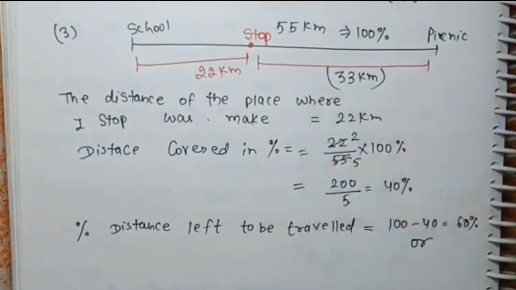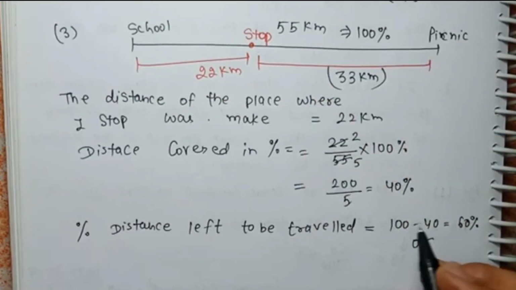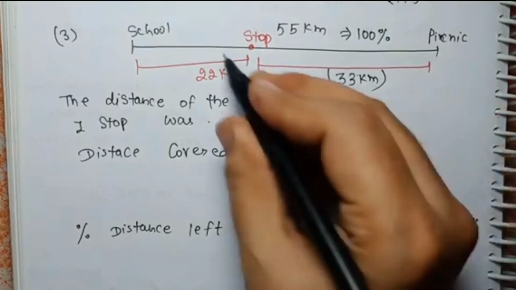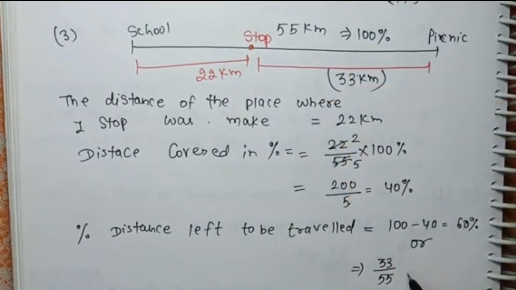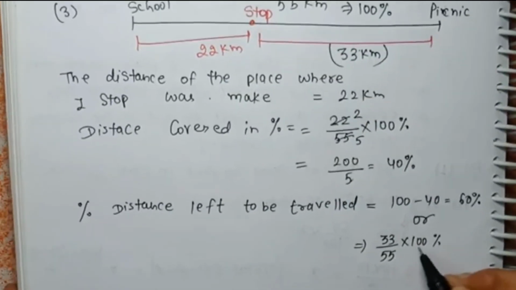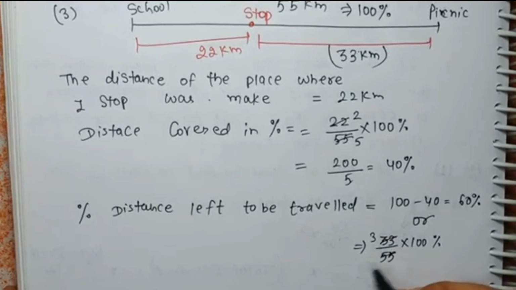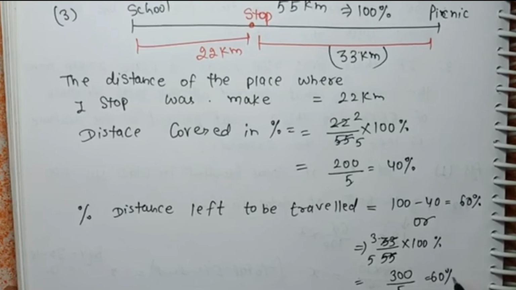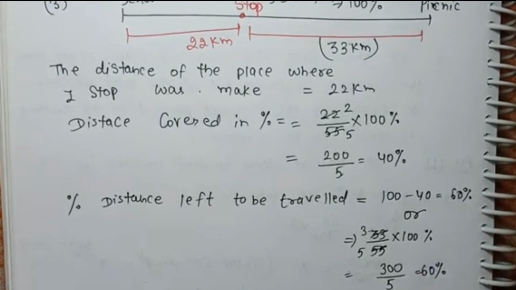Or you can solve this one like this. 33 by 55 into 100. Now 11, you cancel, 11 3s are 33, 11 5s are 55. When you multiply, 300 by 5, 5 6s are 30, so you get 60%. Okay, this is the third solution.